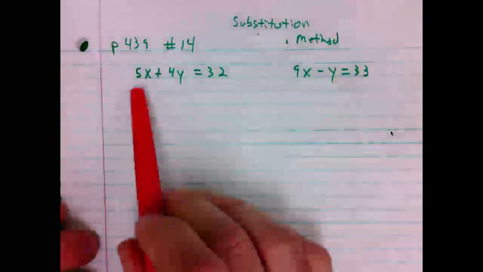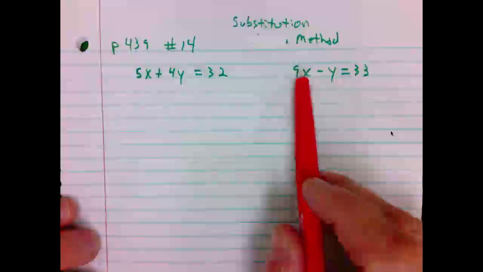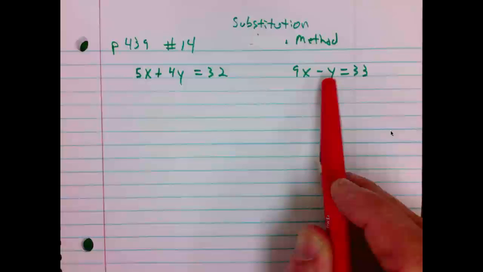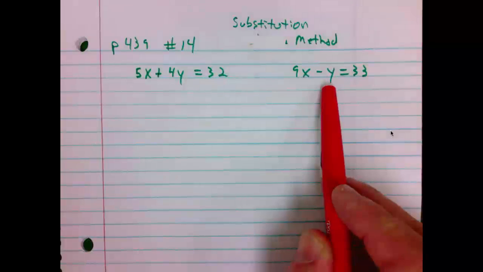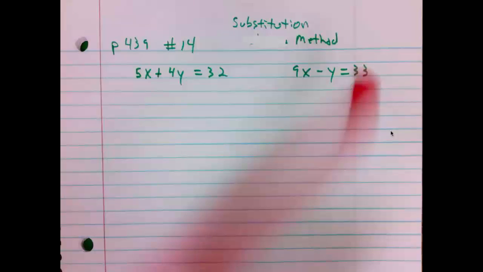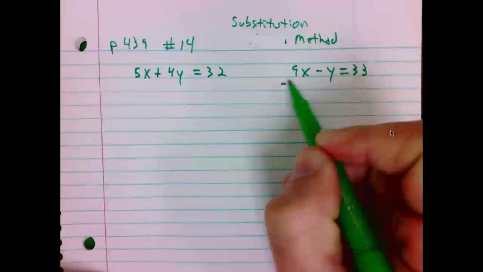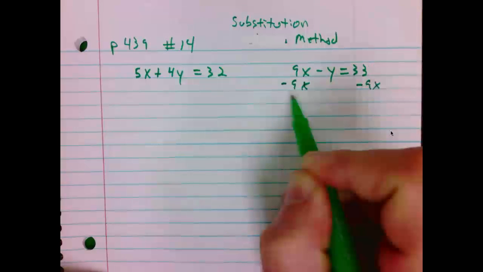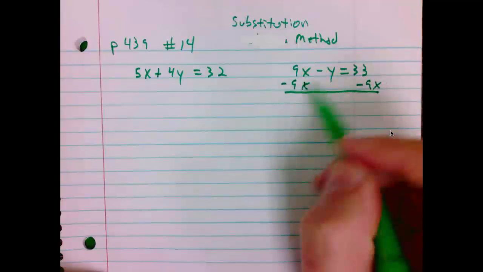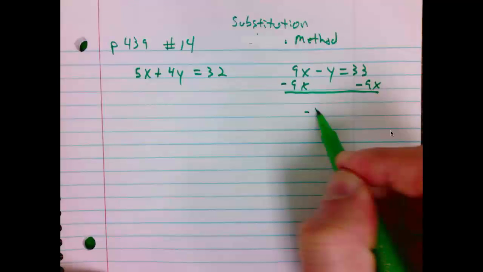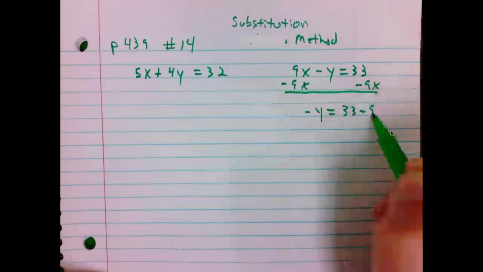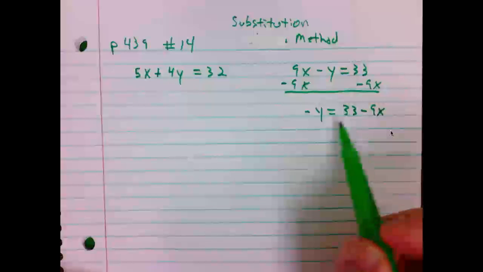Well, I notice this is a 5x, this is a 4y, this is a 9x, this is a negative 1y. So I'm going to first solve for y in this equation because it's going to be the easiest one to solve for. Solving for y, we'll subtract 9x on both sides. The 9x subtracts 9x to leave a negative y. 33 minus 9x, those are unlike terms. 33 minus 9x. I could have written my x term first, but this is fine.